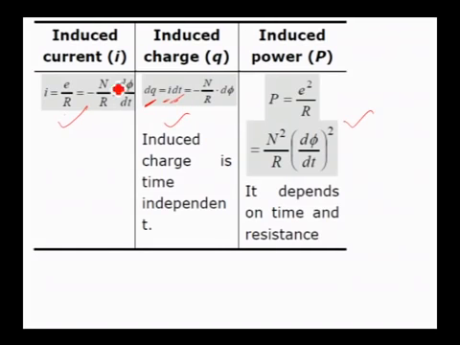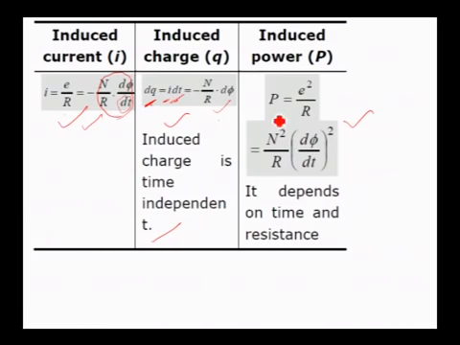We know what is I here, it is N by R into dΦ/dt. Substitute here, we will get N by R into dΦ. If you just compare this equation with the current expression, we don't have time factor here. That shows charge induced in the circuit will be independent of the time. Just look at the statement here. It doesn't depend on time. We don't have time factor in the equation.